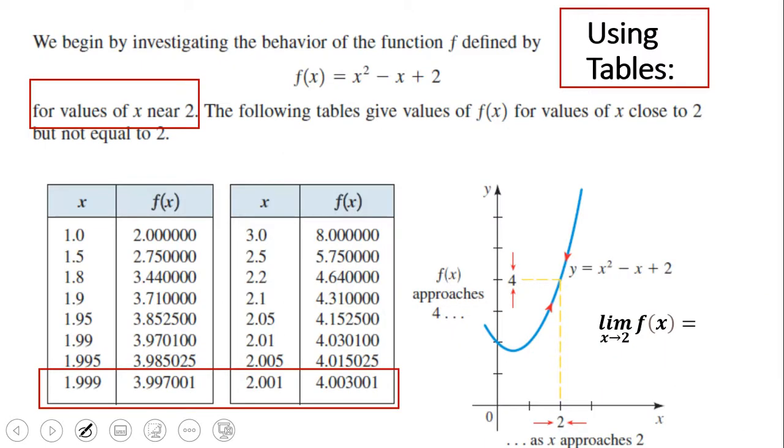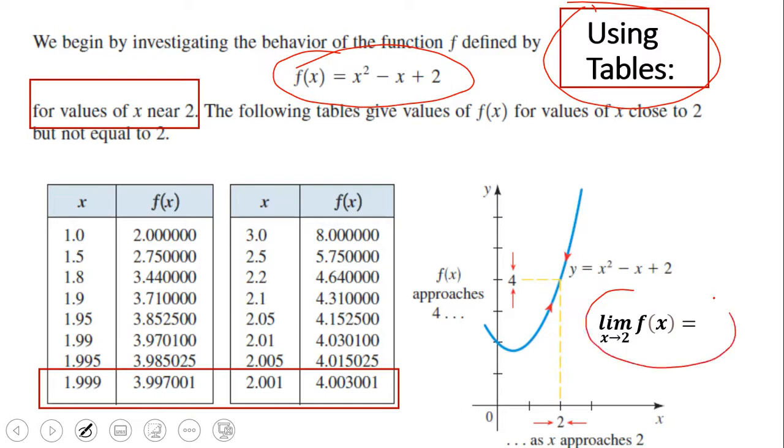So the next way for which you might be asked to find a limit is by using a table. And by table, I mean either one that I've given to you or more likely one that you're going to be asked to find on the graphing calculator. So here is the function in question, x squared minus x plus 2. This is, of course, just a regular quadratic. What we're trying to do is find the limit as x goes to 2. So again, we don't necessarily actually care exactly what happens at 2, but we care what happens as we're getting closer and closer and closer.